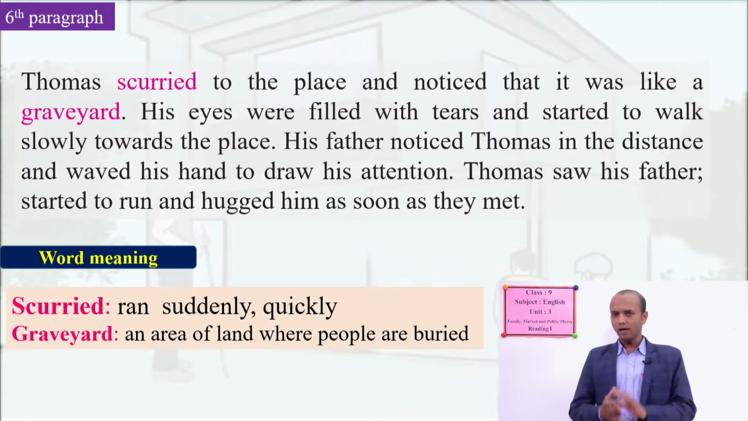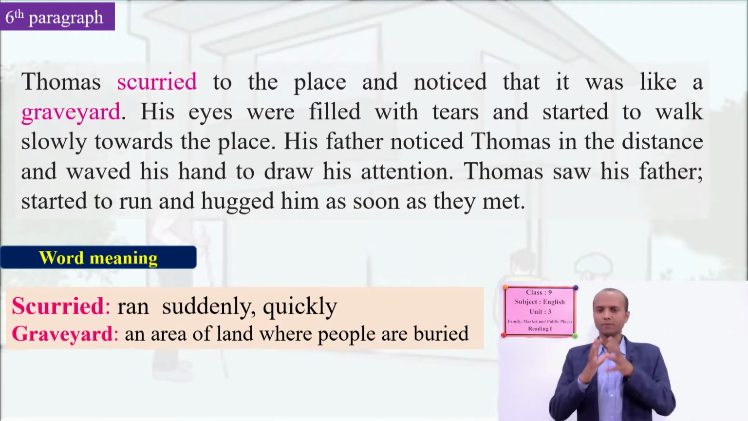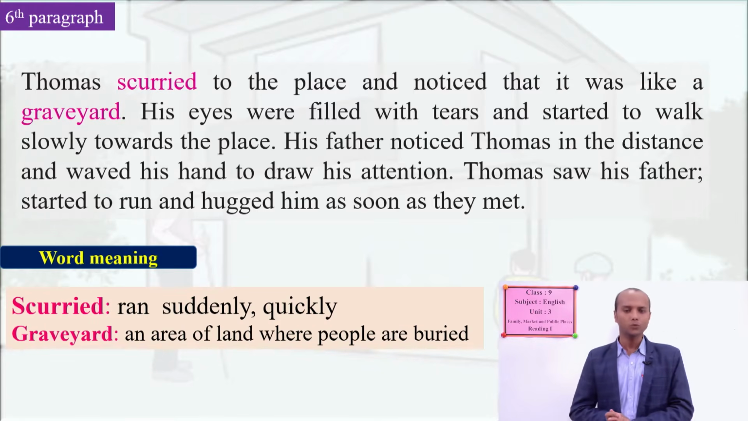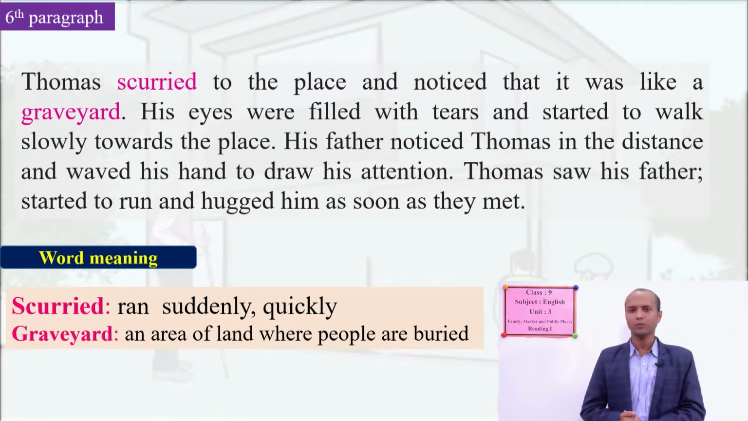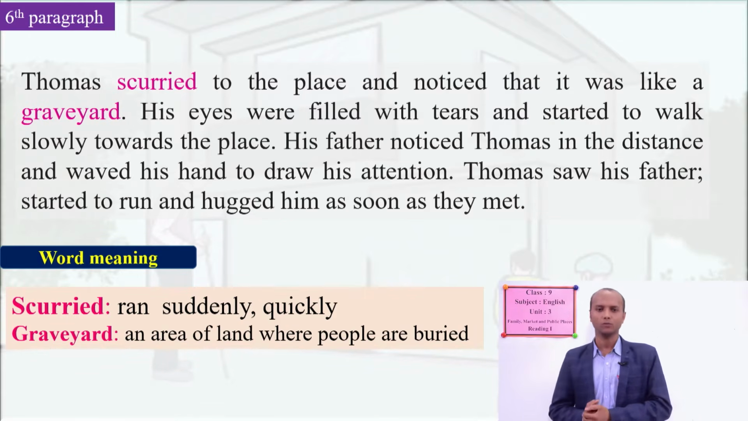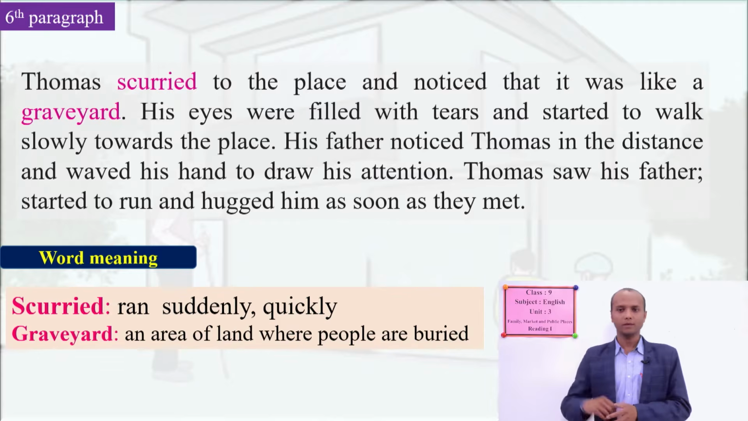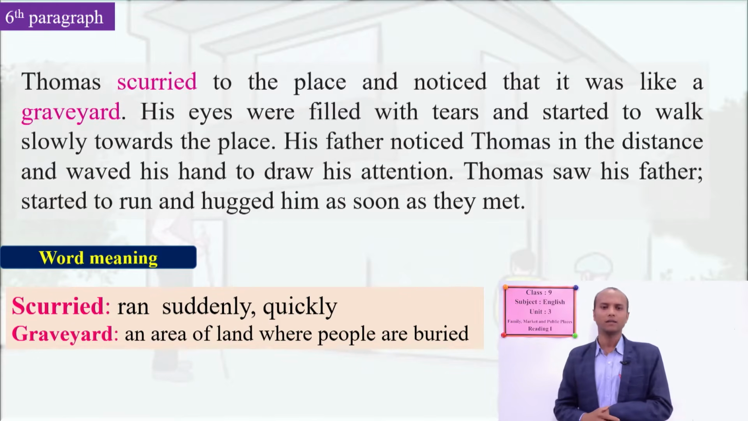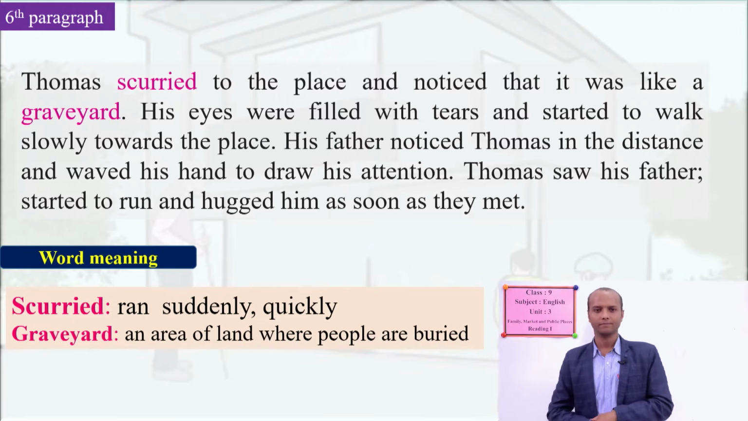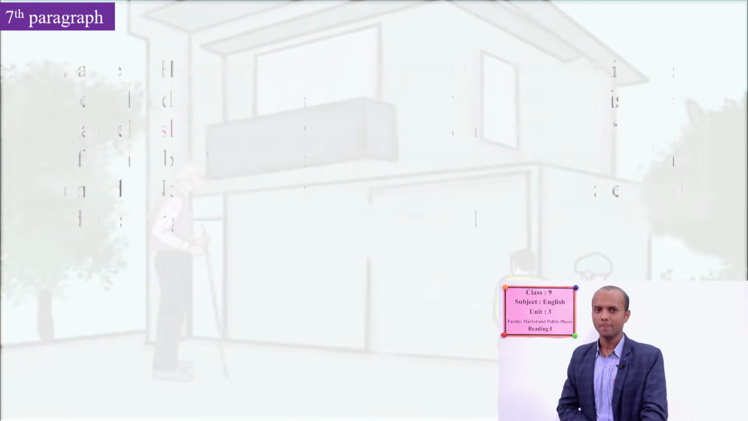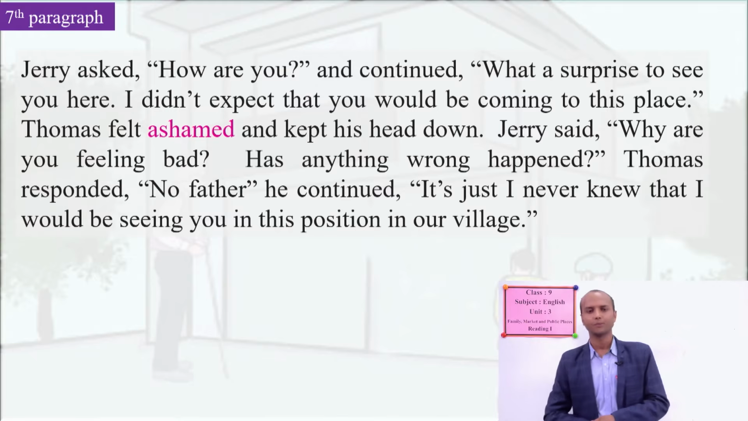Great. So after the neighbors provided the address where his parents were, Thomas headed there because his eyes were filled with tears, and he started to walk towards the place. And in a far distance, he could see his father waving his hand. And as soon as they met, they hugged each other. Got it?